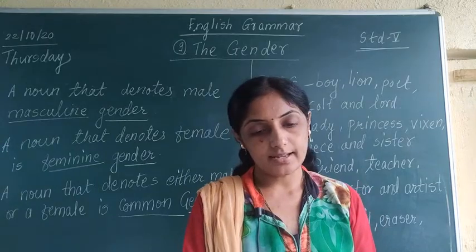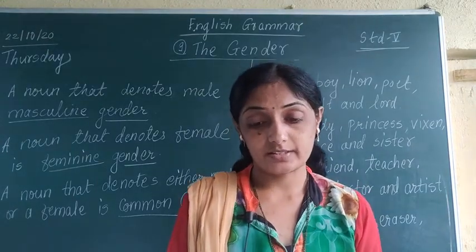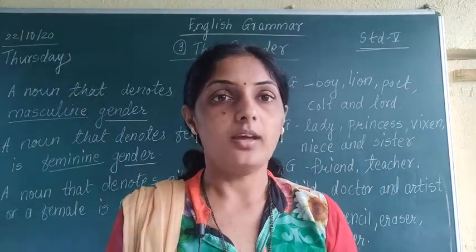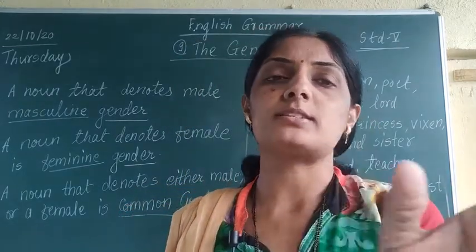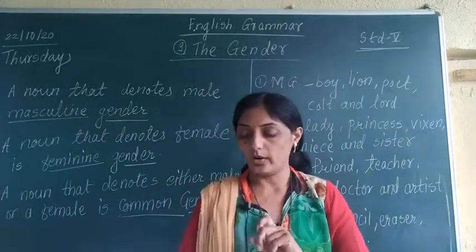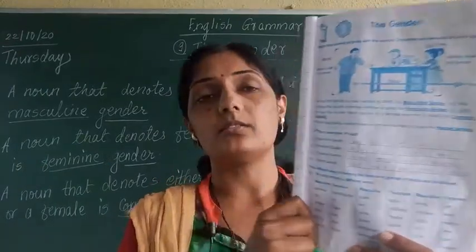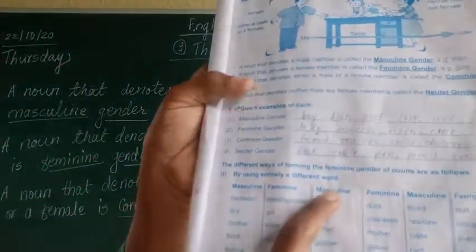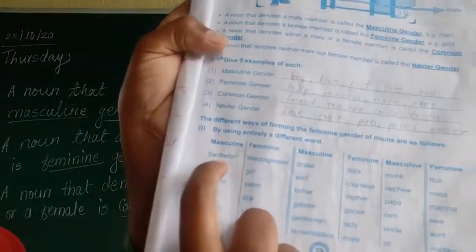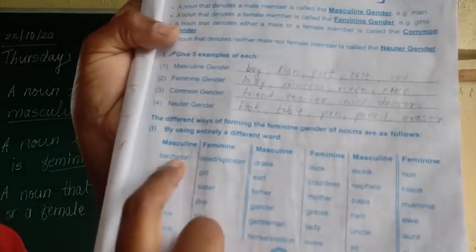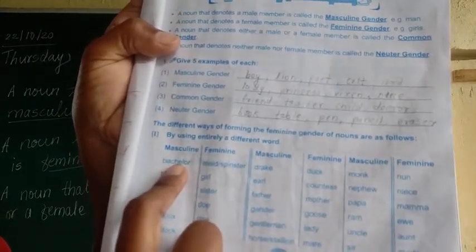Which words are like that? Actor, actress, conductor, conductress. Okay. Same word is taken, only some changes are done in the ending of the word. Now here it is told that by using entirely different words, I will just read for you. Bachelor. Bachelor means what? A person who is not married.